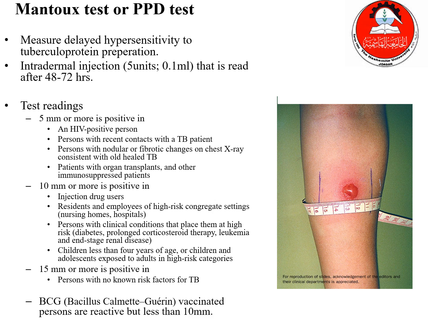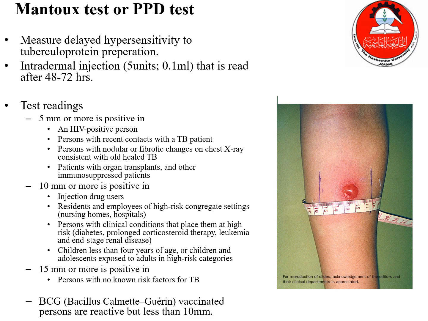If the diameter is 5 millimeters or more, we would consider that positive in certain patients who are severely immunocompromised, such as HIV patients, patients who have recent contact with TB patients, and patients with organ transplants. 10 millimeters or more is positive in those who are highly susceptible, such as injection drug users, residents in nursing homes and hospitals, persons with clinical conditions such as diabetes, leukemia, end-stage renal disease, and children less than 4 years of age.